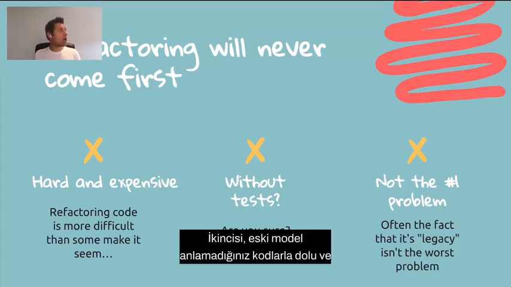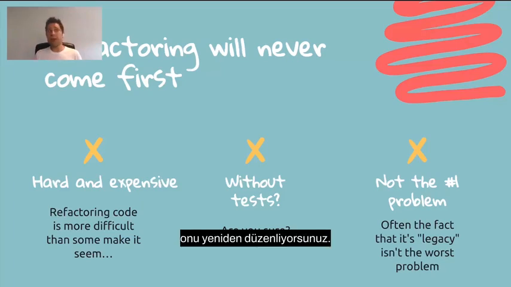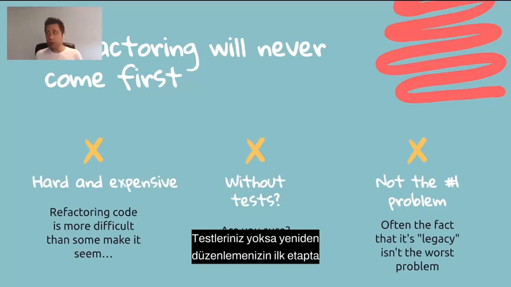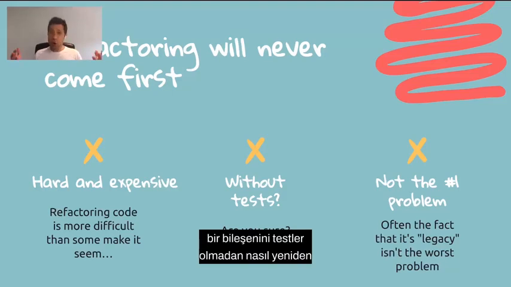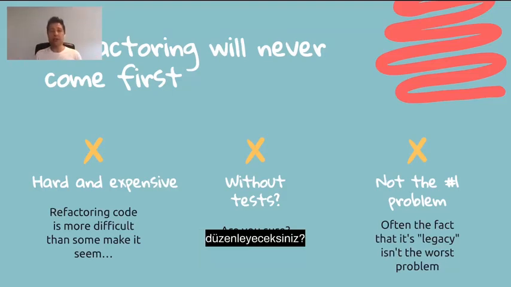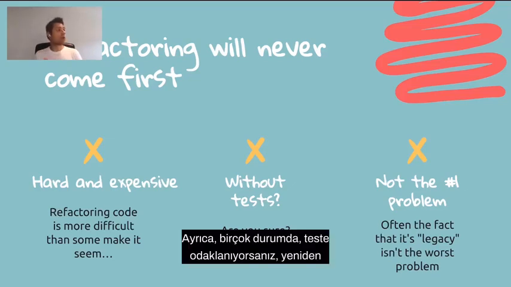Second, the legacy is full of code that you don't understand, and you're refactoring it. How are you going to be sure that your refactoring worked in the first place if you don't have tests? How are you going to refactor such a probably core component of your application without tests? Also, in a lot of cases, if you're focusing on testing, refactoring is not your number one goal, right? Your goal is to write tests, not to refactor.